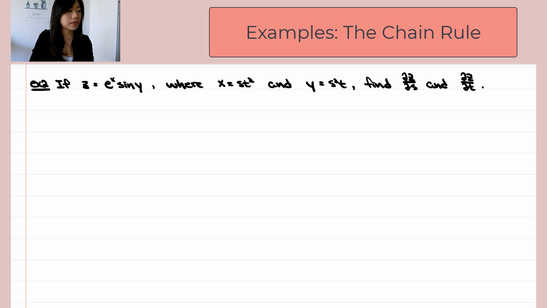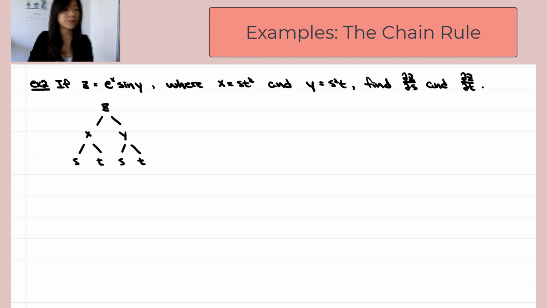So the function is z, which is a function of x and y. And x and y are both functions of s and t. So below x and y, we will have 2 more branches, functions of s and t. Similarly for the y.